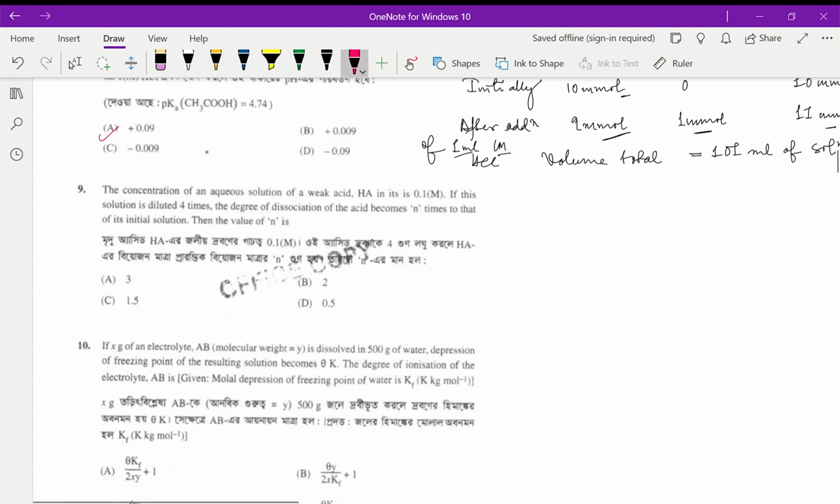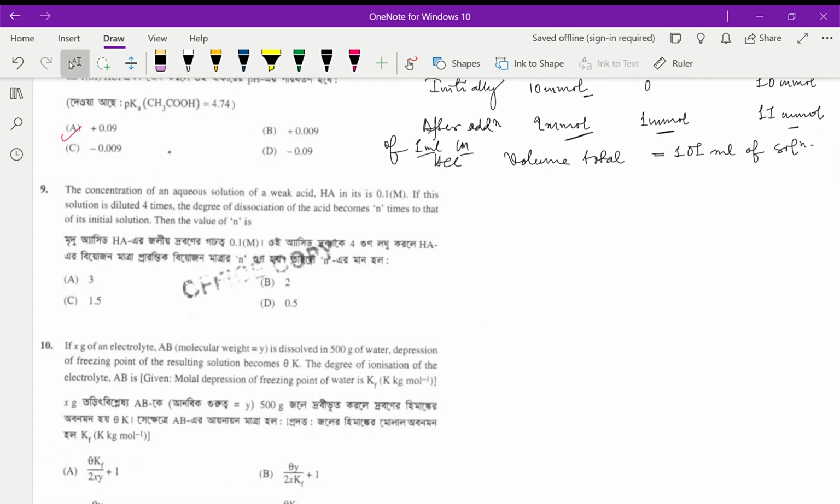Okay, next question. It says the concentration of an aqueous solution of an acid HA is 0.1 molar. If this solution is diluted by 4 times, the degree of dissociation of an acid becomes n times that of the initial solution. Then the value of n is what? We got to find that out.